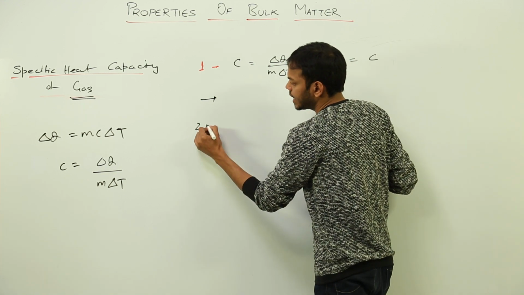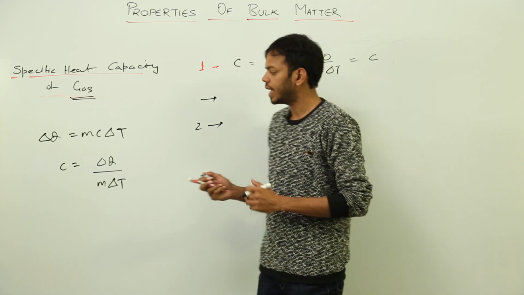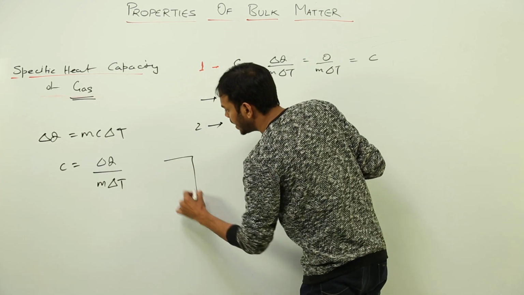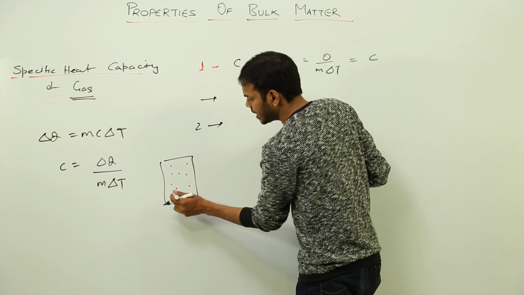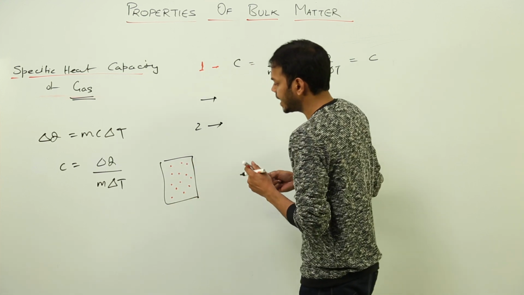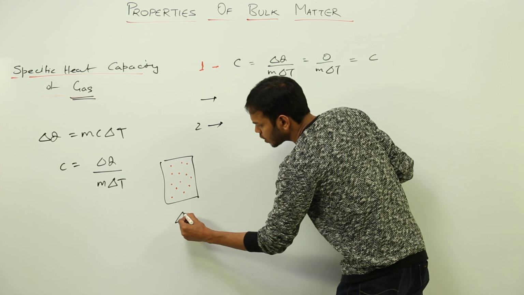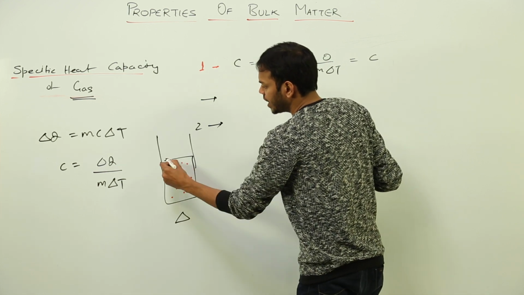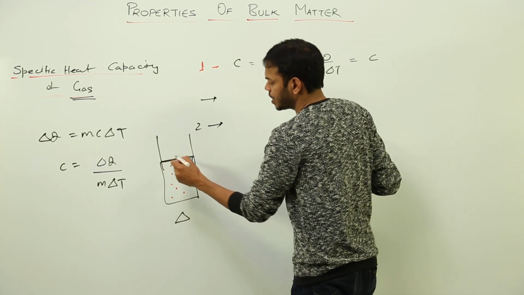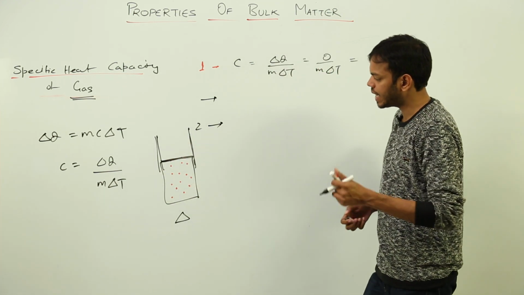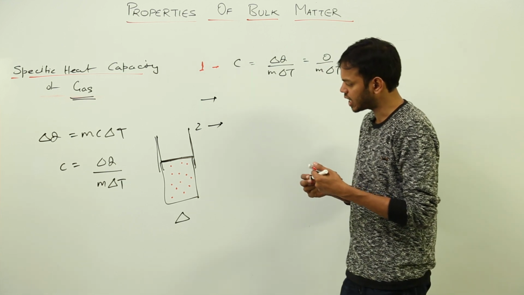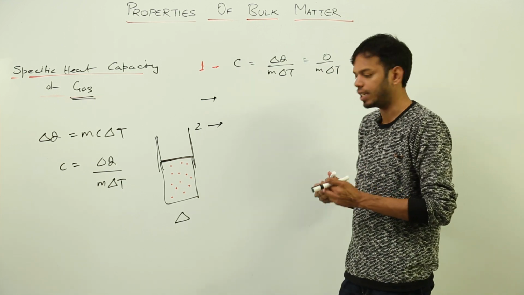In second case, let's say we have this container of gas, we have 1 mole of gas, 1 gram of gas, these are the gas molecules, and this time we are supplying heat from outside. This system is fitted with a movable piston. This is the piston, right? So let's say this time we allow this gas to expand slowly, like very slowly.